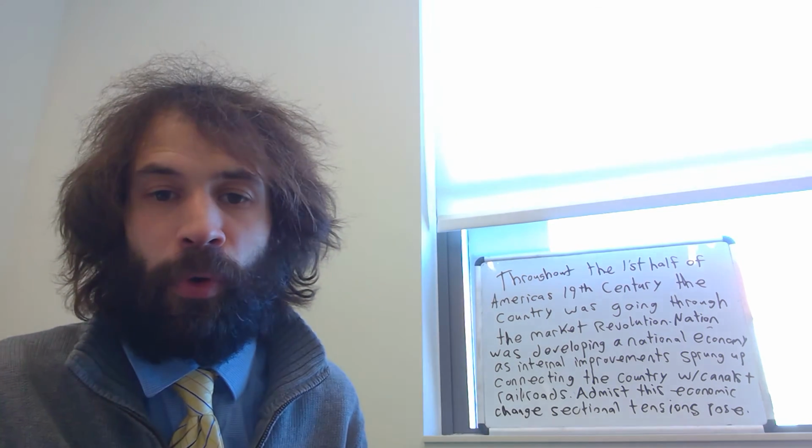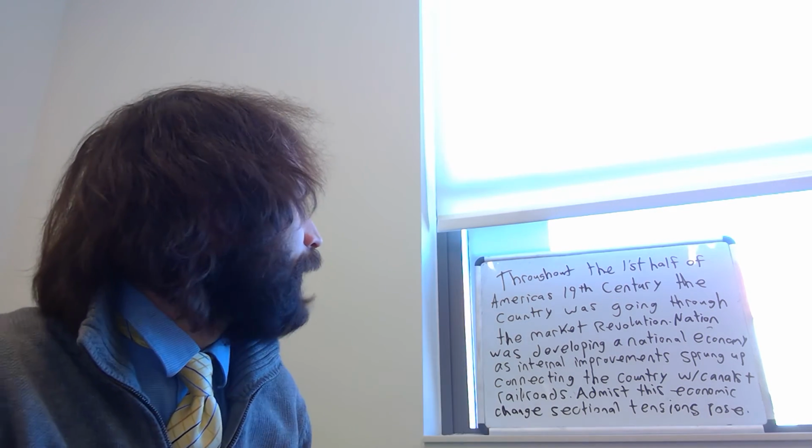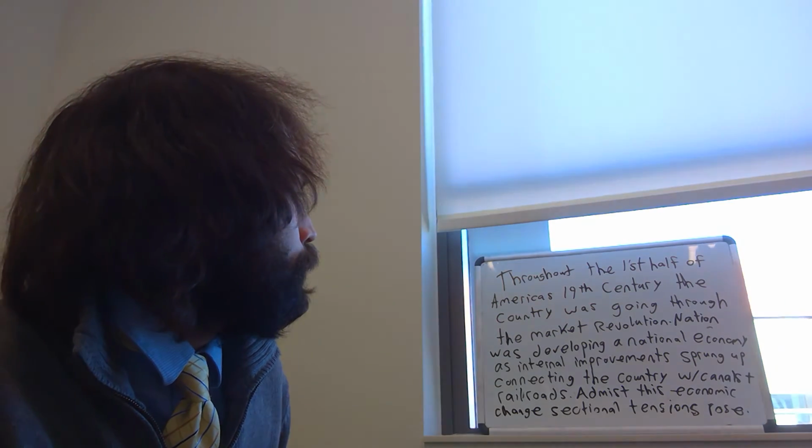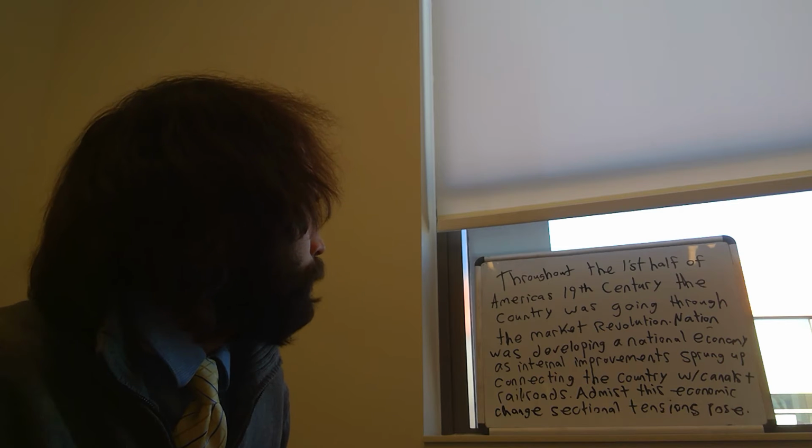So if we look at the board, we can look at a good example here. Throughout the first half of America's 19th century, the country was going through the market revolution. The nation was developing a national economy as internal improvements sprung up connecting the country with canals and railroads. Amidst this economic change, sectional tensions rose.